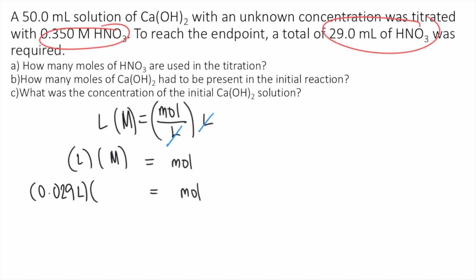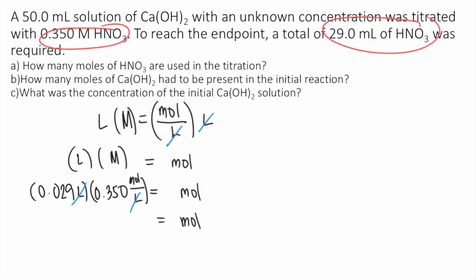And for the molarity, it's also given in the problem, it's 0.350 molar. So we know that molar is the same as moles per liter, right? So the molarity is 0.350 moles per liter. So as you can see, the liters would cancel out.